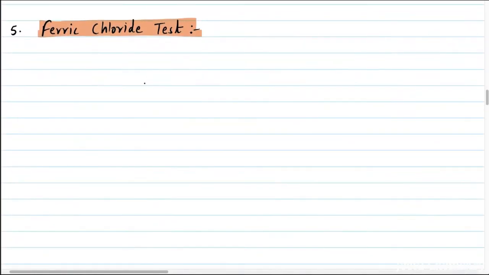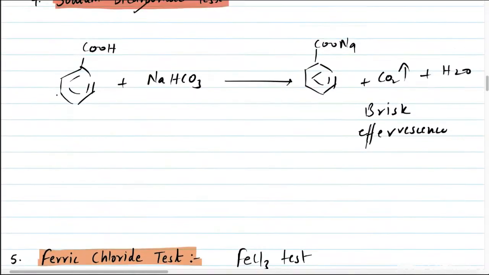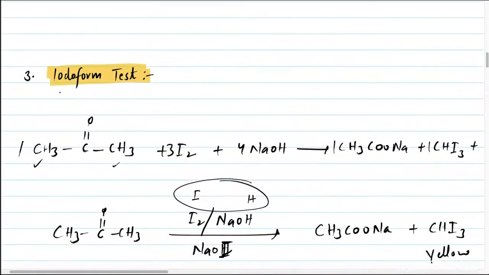Clear? Ferric chloride test. This is the ferric chloride test, also known as the FeCl3 test. In this, phenol is to be confirmed. And in iodoform, we have completed iodoform.